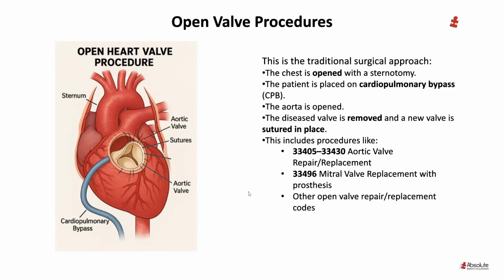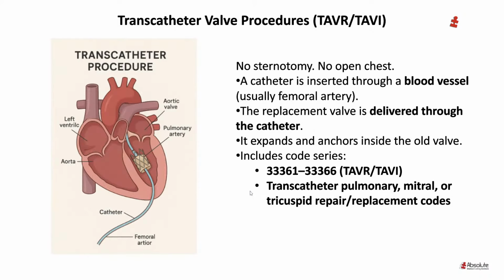All right, so this is your standard open valve procedure. Now let's take a look at the transcatheter valve procedure. They're called TAVR or TAVI. That's what I call it anyway. Essentially, to know the difference, a transcatheter is through the catheter. There's no sternotomy, no open chest. A catheter is inserted through a blood vessel, usually the femoral artery. The replacement valve is delivered through the catheter and it expands and anchors inside an old valve.